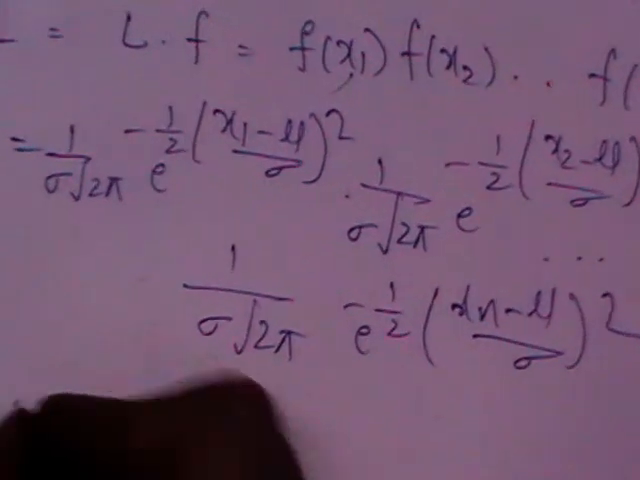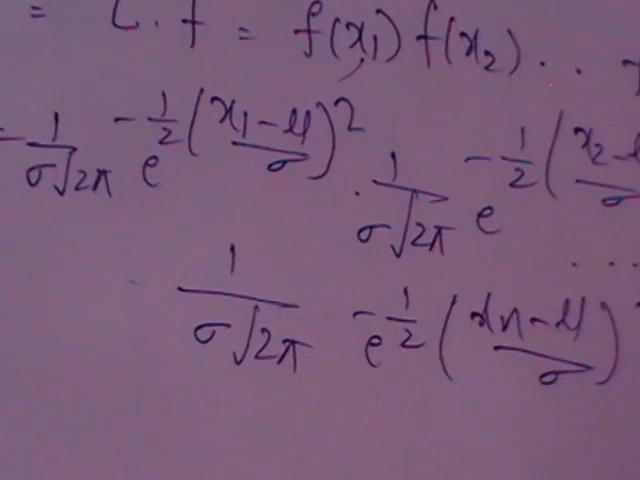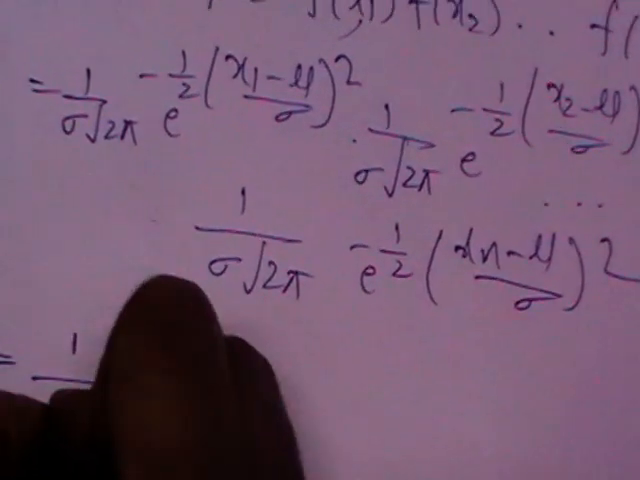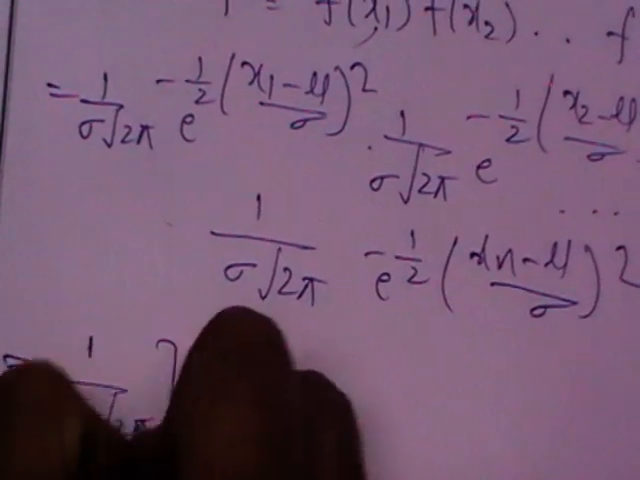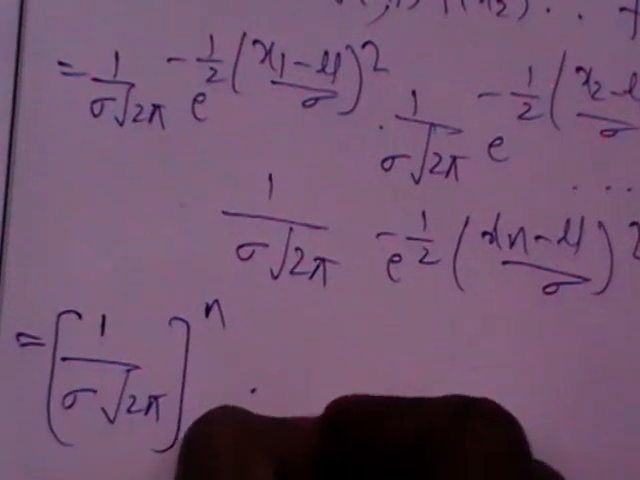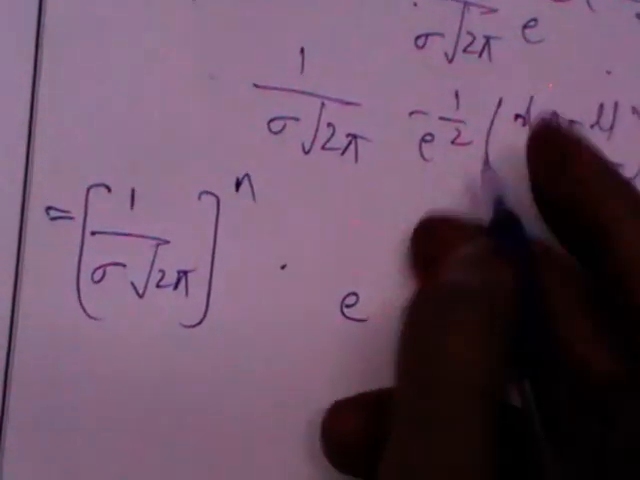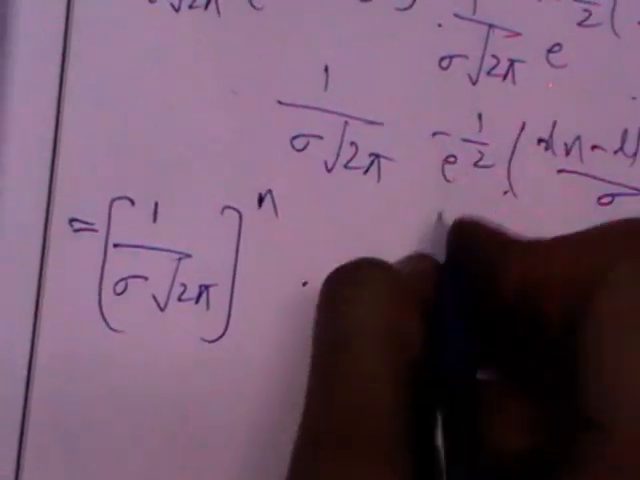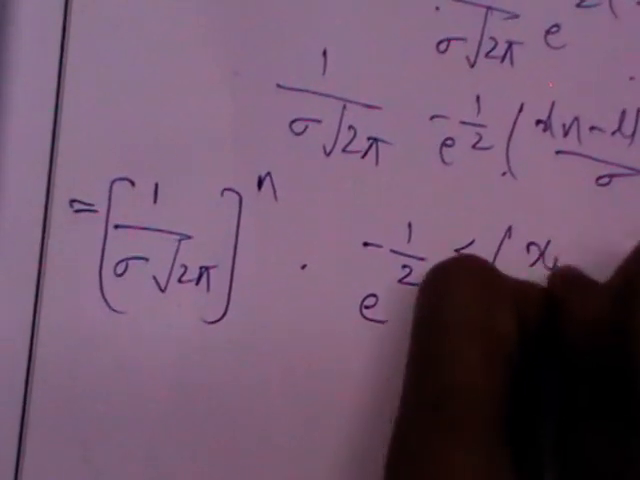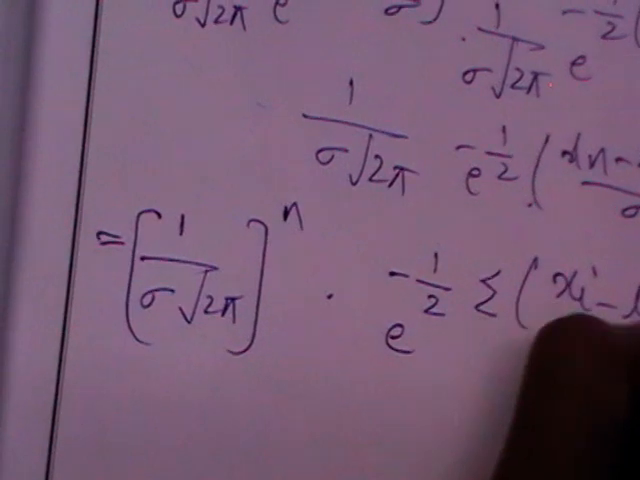So as we have 1 by sigma root 2 pi common in all these n terms, multiplied n times, you will get 1 by sigma root 2 pi whole power n into, here the bases are equal and you can add the powers. So we can write that as e power minus 1 by 2 sigma xi minus mu by sigma whole square.